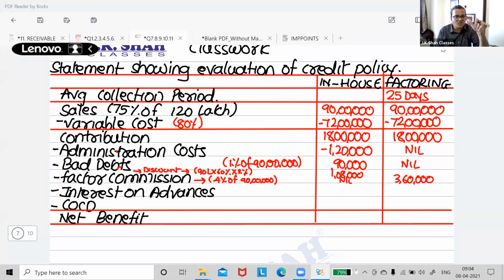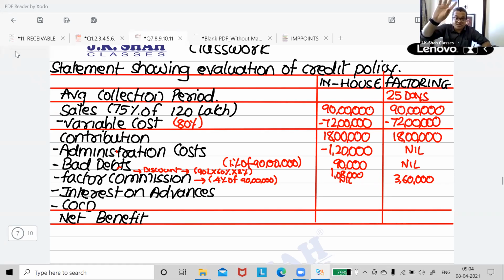In in-house, will I pay factor commission? Will I call the factor and say, hey, you should also survive now, you need money now, I will collect on my own, but you please take your factor commission? People after taking services also don't pay money. So there is no question of us paying him.